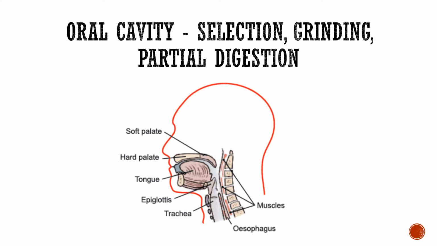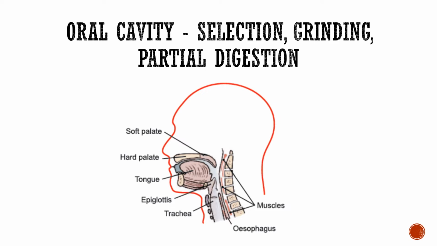Now we will start with the oral cavity, which involves selection, grinding and partial digestion of food. The oral cavity is the space behind the mouth and has many important functions in the whole process of digestion. Food selection is one of them. When food enters the oral cavity, it is tasted and felt. If the taste of mutton or any food suggests that it is old, we reject it. Or if teeth or tongue detect some hard object such as dirt, we also reject that bite.